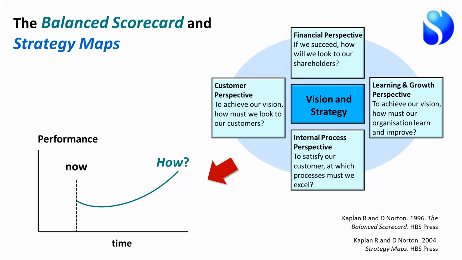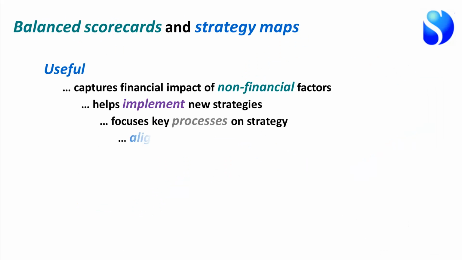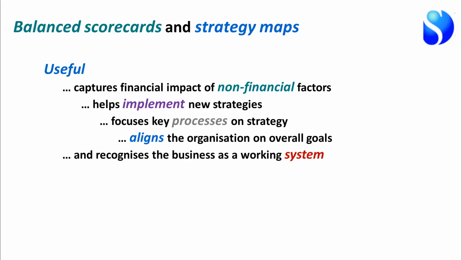And there are these two good books from Kaplan and Norton that explain all about that. Balanced scorecards and strategy maps then are definitely useful. They capture the financial impact of non-financial factors, so they protect us a little bit against those serious risks of strategy being driven entirely by financial measures. They definitely help to implement new strategies. They focus on the processes by which strategy gets done, and they perform a very useful function in aligning the organisation on the overall goals that it's trying to achieve.